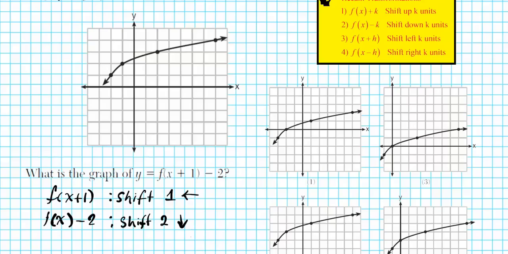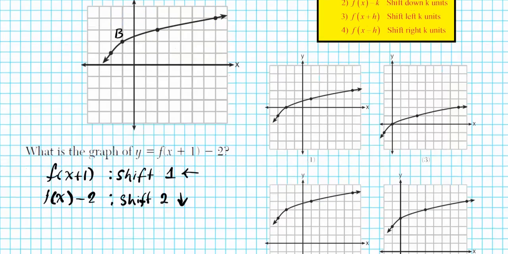All right? So we have 1, 2, 3, 4 points here. I'm going to pick this point. Let's call it point B. And I'm going to apply this transformation on B, okay, and see which one matches the resulting coordinate. So B is -1, 2. Okay, now the shifts are as follows. I'm going to shift 1 unit to the left and 2 units down. So let's go ahead and do that.